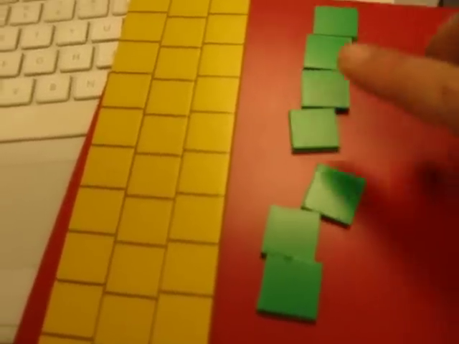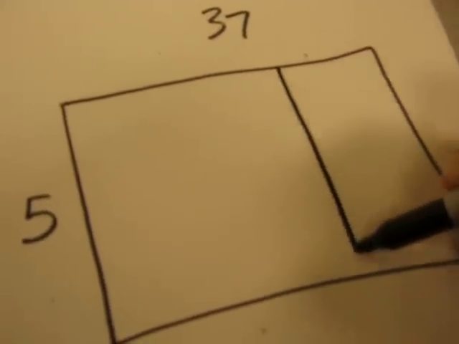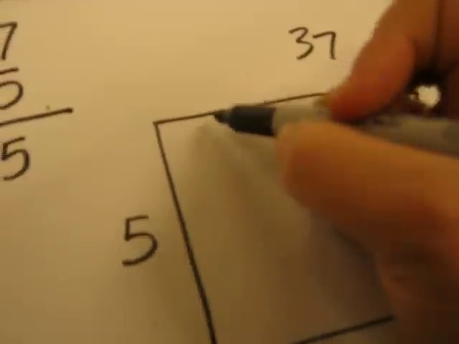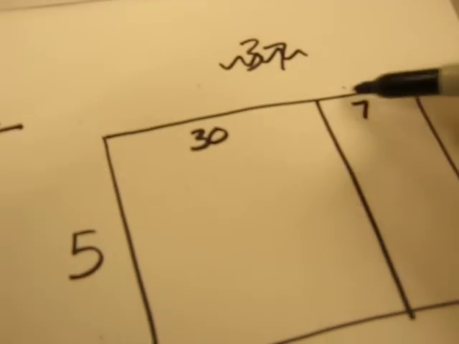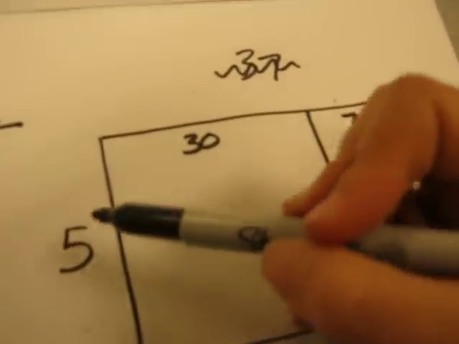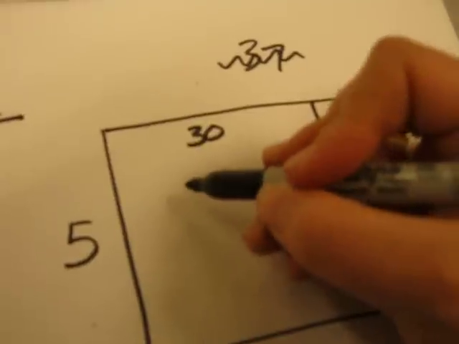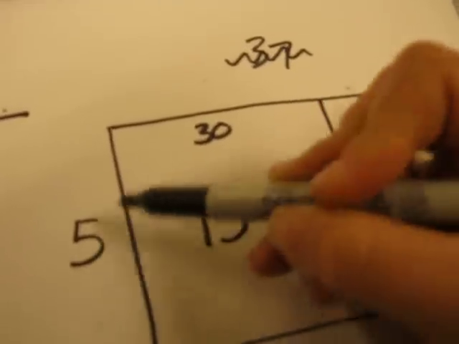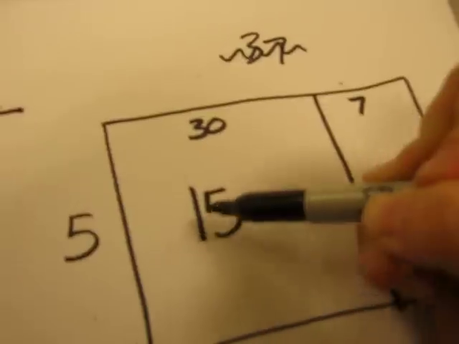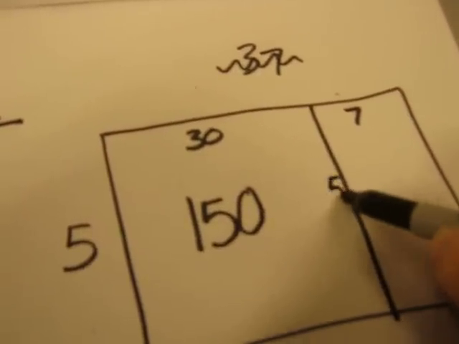37 is the same as 30 plus 7. So I'll break this into a piece that is 7 long and a piece that is 30 long. Again, I don't need to worry about the entire length of the whole house now because I know the length of the living room, and that's what I want to find first. The living room is 5 by 30 or 30 by 5. 5 times 3 is 15. So 5 times 3 with a 0 at the end is 15 with a 0 at the end, which is 150. I know this length is 5.